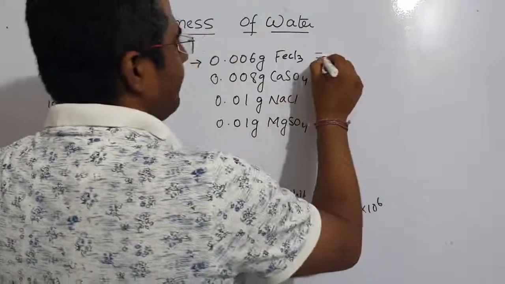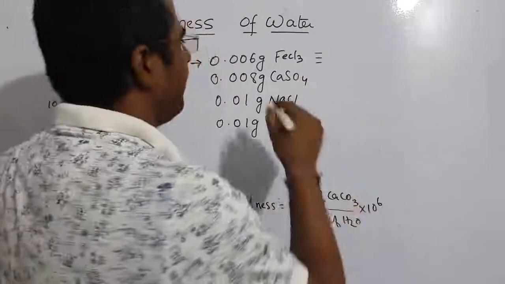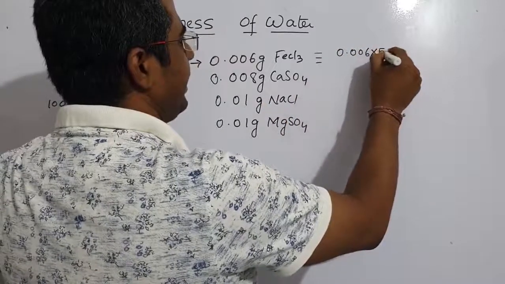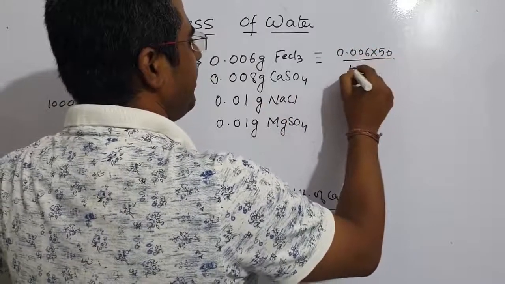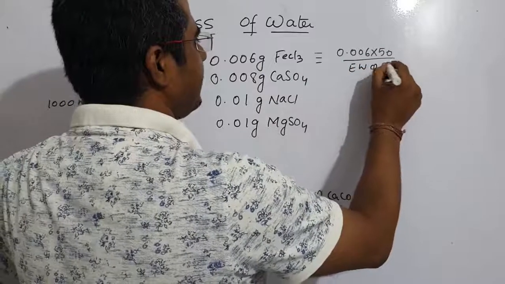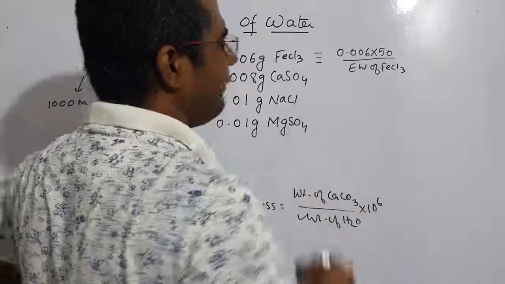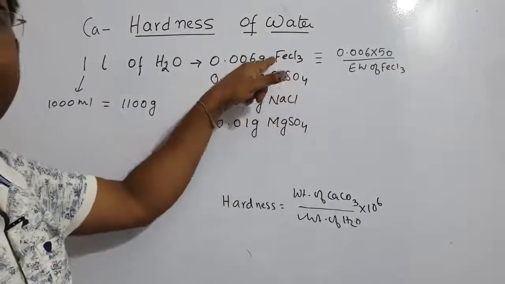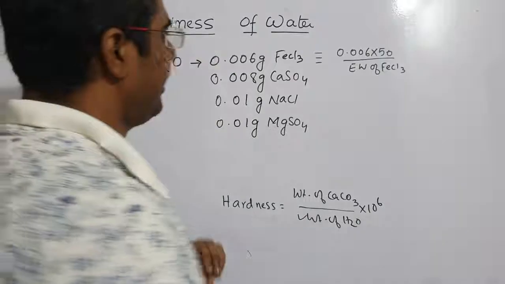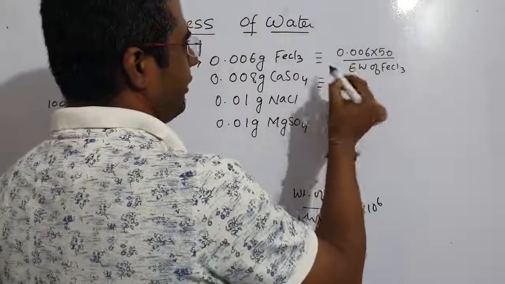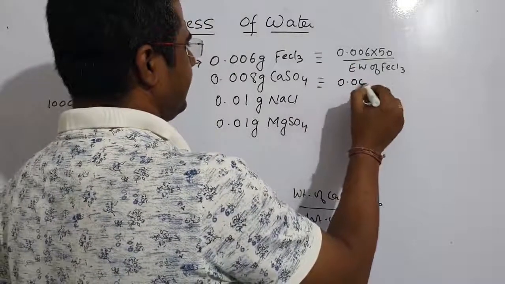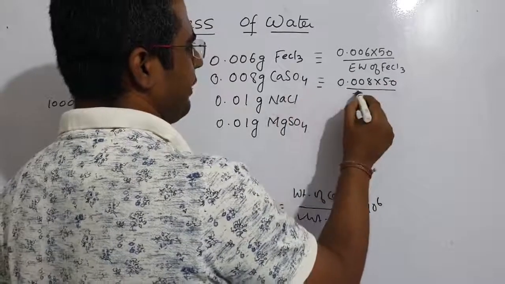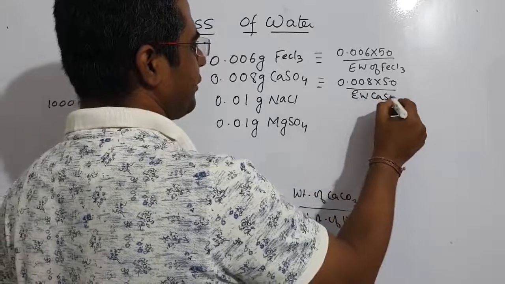As you know, I have to convert everything to calcium carbonate terms. 0.006 into 50 divided by the equivalent weight of FeCl3. So you need to calculate the equivalent weight of FeCl3: molecular weight divided by the valency. Valency over here is 3. So you need to calculate. I am just giving you the hint. Then 0.008 into 50 divided by the equivalent weight of CaSO4.